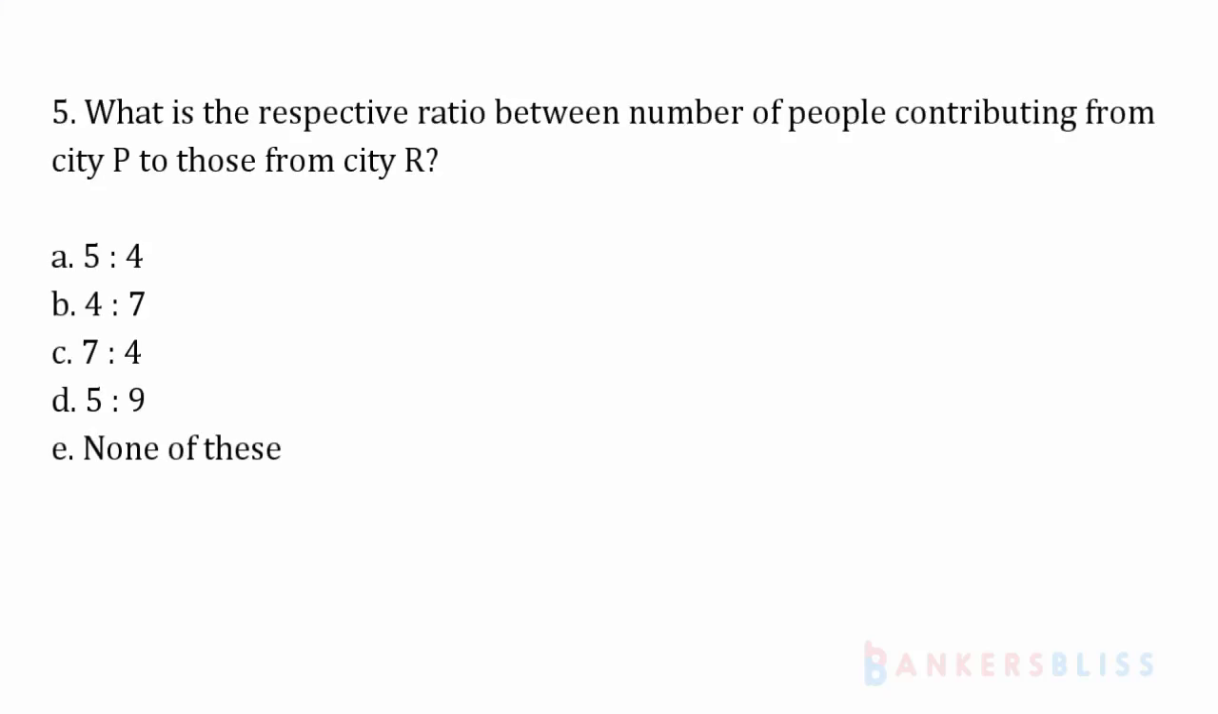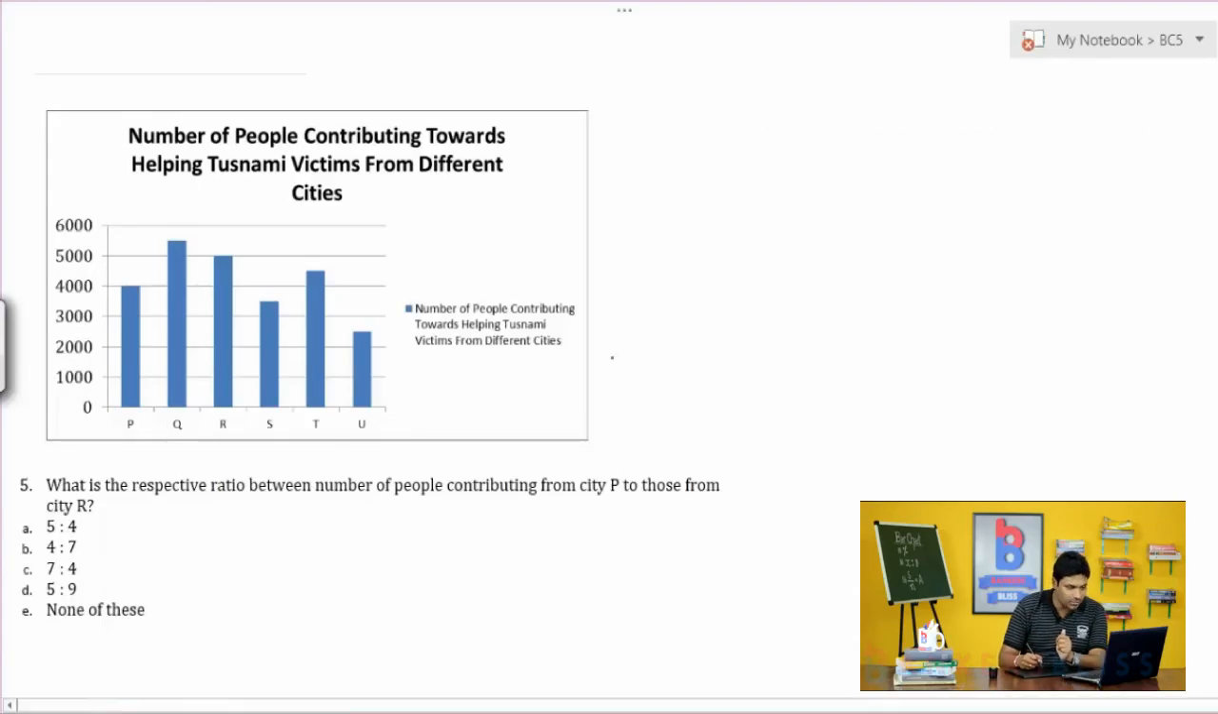What is the respective ratio between the number of people contributing from city P to those from R? So how many people are contributing from city P? They are asking to calculate P by R. P is 4,000, then R is 5,000. Very easy to calculate. Orally you can solve, no need to use paper and pencil. The answer is 4:5.